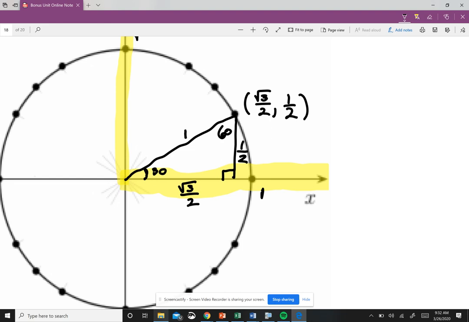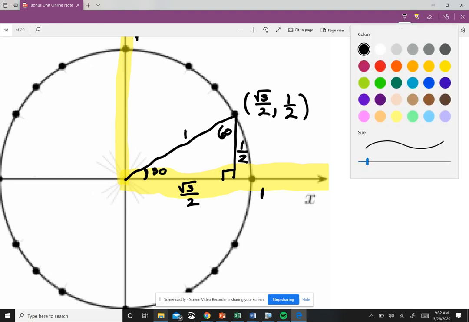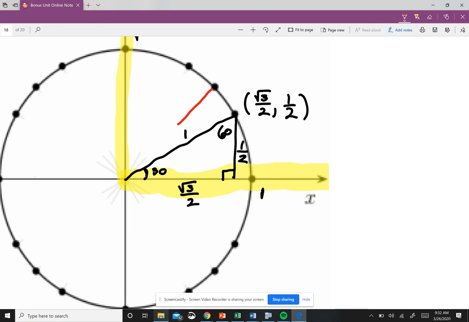Okay, so let's see what happens on this next triangle. I'm going to draw this line now. Remember that the radius of the circle is always 1. Okay, and I'm going to draw the reference triangle. So that's here. And I'm going to tell you right now that this is 45 degrees. This angle down here.